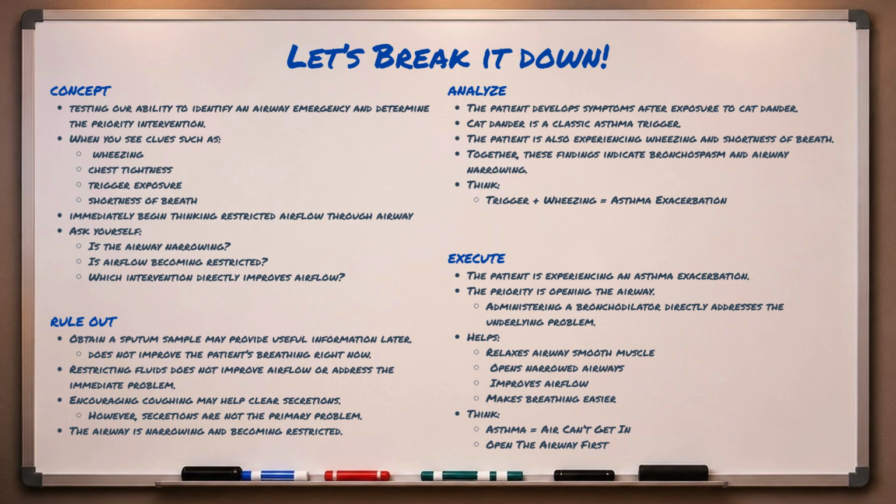Let's break this question down using our CARE method. Let's start with the concept. This is testing our ability to identify an airway emergency and determine the priority intervention. When you see clues such as wheezing, chest tightness, trigger exposure, or shortness of breath, immediately begin thinking about whether airflow through the airways is becoming restricted. Remember, we're not looking for the diagnosis yet. We're trying to understand what problem the patient is experiencing. Ask yourself, which intervention directly improves airflow? Once we identify the underlying problem, the correct intervention becomes much easier to recognize.